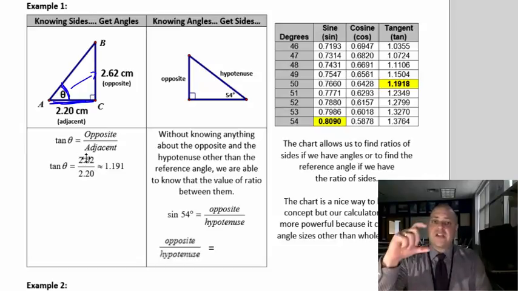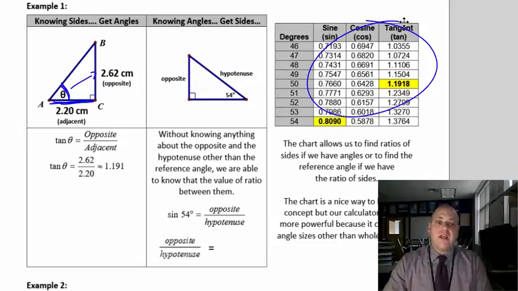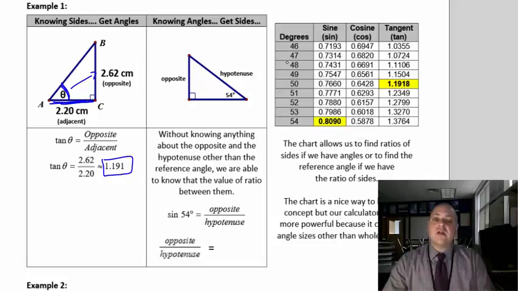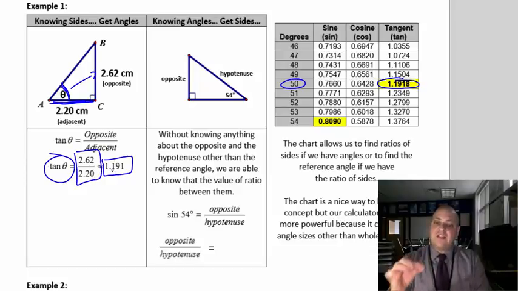Now, that's in fraction form. I want to convert it to this form right here, so I want just a decimal form. So what I'm going to do is divide 2.62 by 2.2, and I get 1.191. So now I have to go to my table under tangent, and I have to look for 1.191. And the closest I can get is right here. I've already highlighted it. And if you go over, it says 50 degrees. So if the tangent, because we did opposite over adjacent, is 1.191, then I know that my angle must be 50 degrees using the chart.